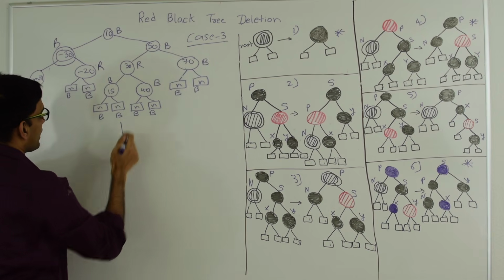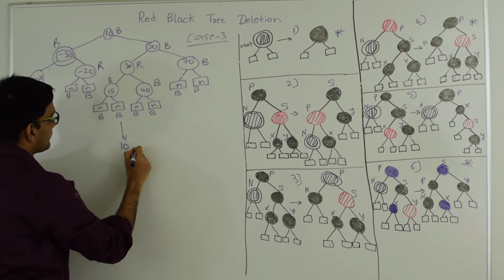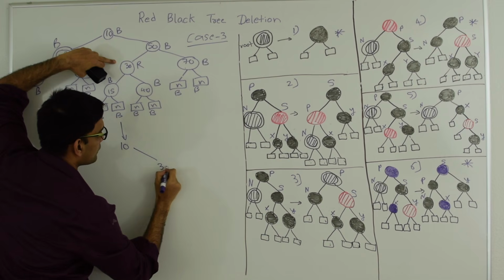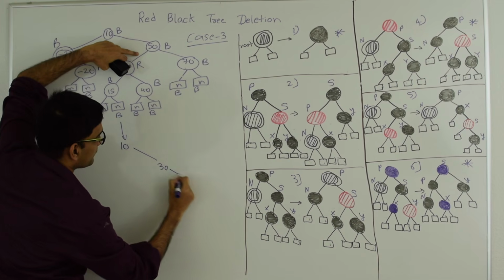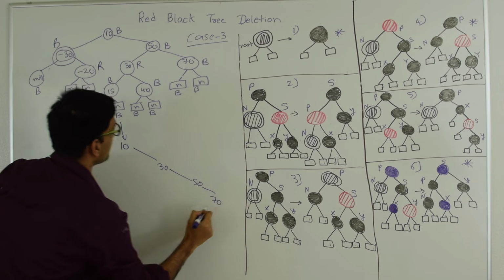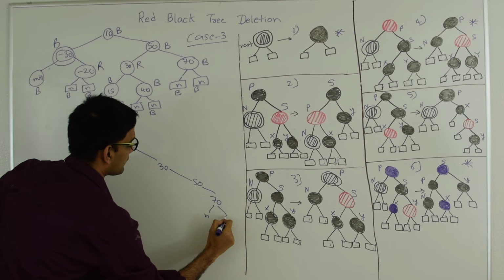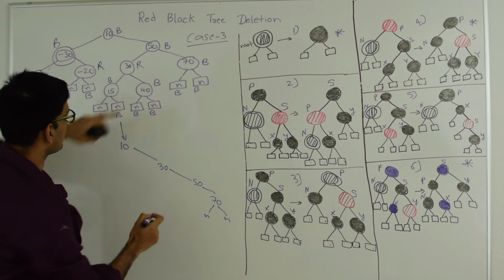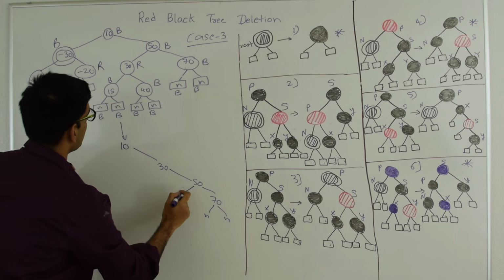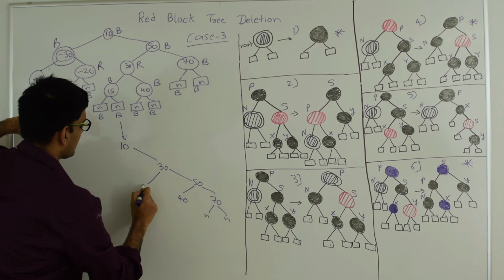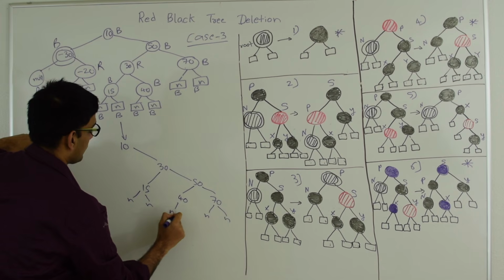We do a right rotation, so 10 stays same. Then we do a rotation here, so 30 becomes the new root of this subtree. 50 becomes its right child. 70 stays as its right child. It has null and null. And then 40, which was the right child of 30, becomes the left child of 50. And 15 stays the same, and it has null, null, null, and null.